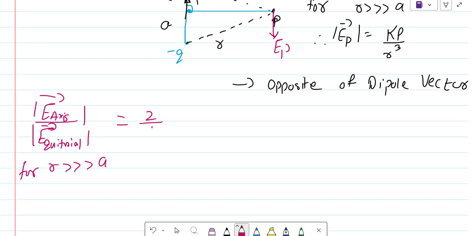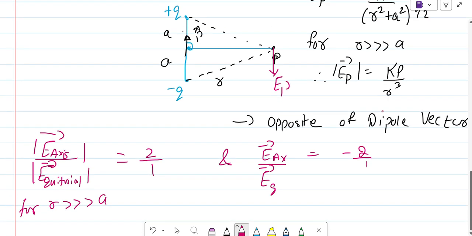so it is 2:1, and if you are including the direction as well, that is you're taking the ratio of the vector quantities, then the answer will be -2:1, because in vector form you need to include the minus sign here. Okay. That is opposite to the dipole moment vector.